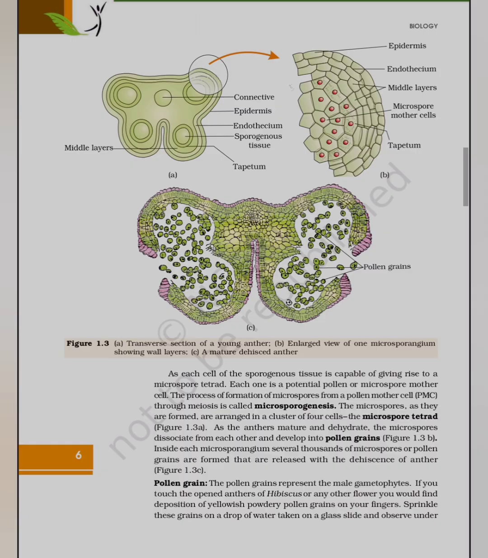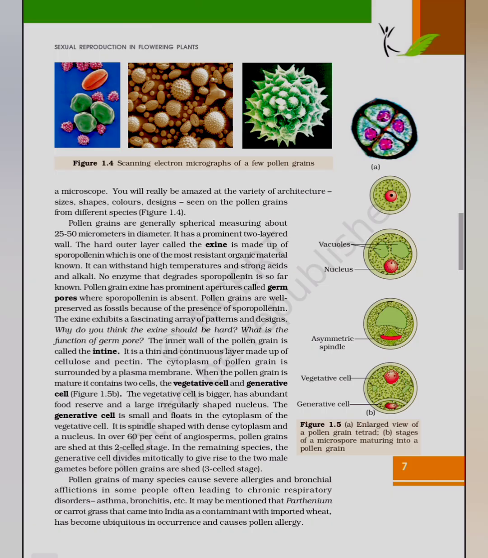Pollen grain. The pollen grain represents the male gametophyte. If you touch the open anther of hibiscus or any other flower, you would find deposition of yellowish powdery pollen grains on your fingers. Sprinkle these grains on a drop of water taken on a glass slide and observe under a microscope. You will really be amazed at the variety of architecture, size, shape, colors, and designs seen on the pollen grains from different species. Pollen grains are generally spherical, measuring 25 to 50 micrometers in diameter.